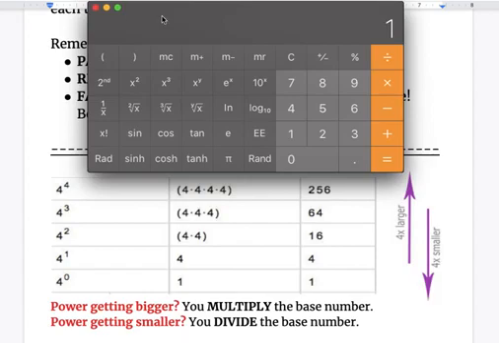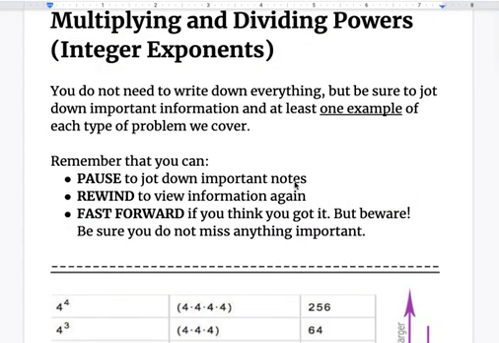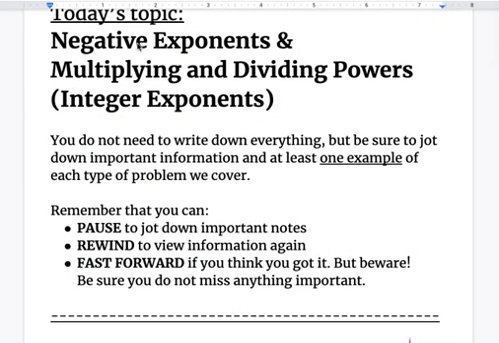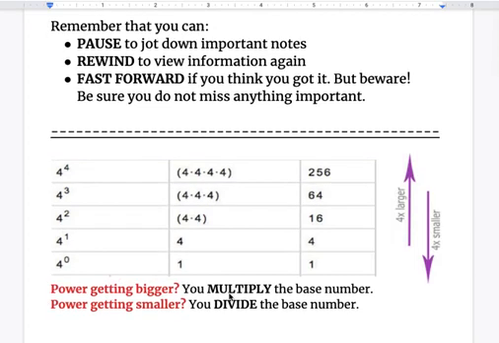Using this pattern that we've talked about, you can figure out what happens if you have negative exponents. Okay, so if we were going in a downward trend, it goes 4, 3, 2, 1, 0, and then the next power would be negative 1. So we are starting to go into the negative region here. The good news is it follows the same patterns. As you go up, you multiply by the base number again. As you go down, you divide by the base number.